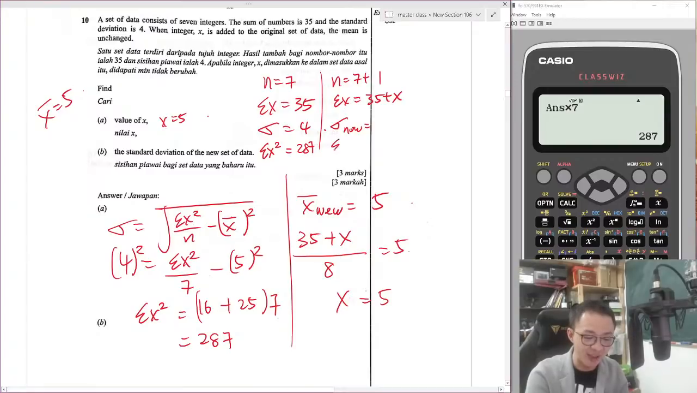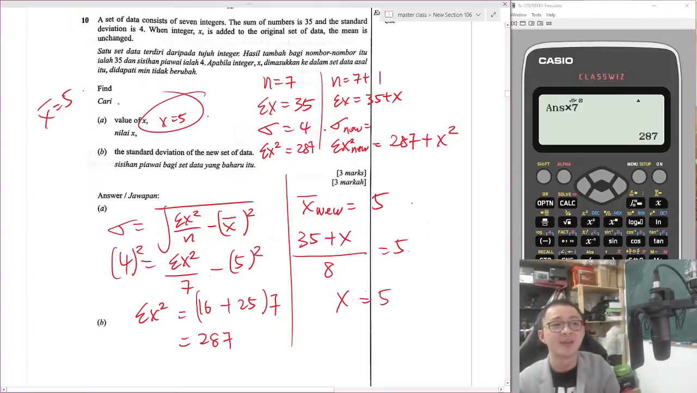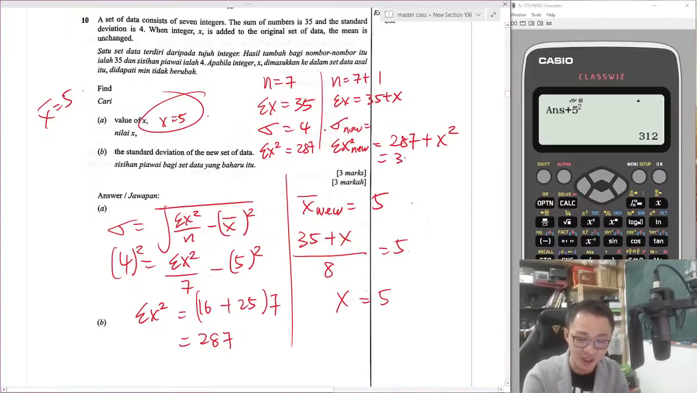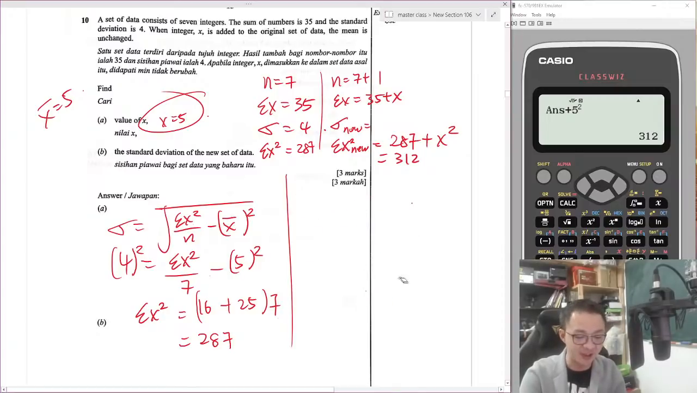So I want to find my new sum of x squared here, which is 287 plus x squared, isn't it? I have my x is equals to 5. So you need to do 287 plus 5 squared. So is 312. Then I can find my new standard deviation right now.